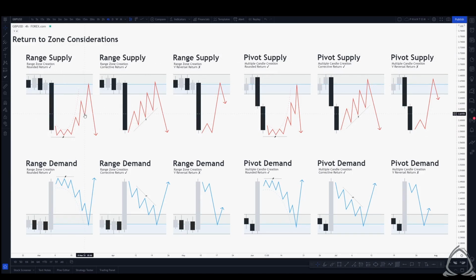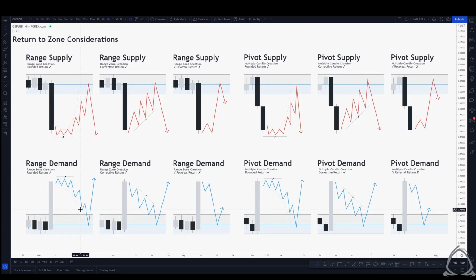If we're looking at the rounded return, what we end up seeing is price very slowly rounding out into that supply zone. And more often than not, what we see is liquidity being built on the downside and on the slope or return back in. Now we'll touch on liquidity in a later section, but just keep that in mind as we progress. We can see that again in the demand section where we have this rounded return where price slowly rounds back into the demand zone.